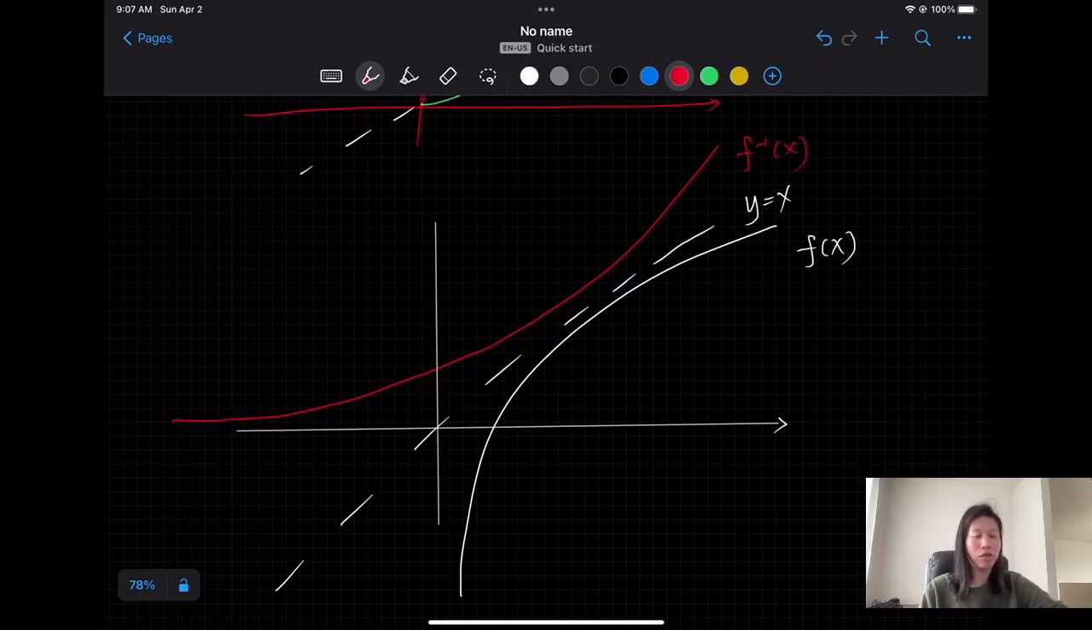All right, so that's it for the introduction of inverse function. Let me know if you have any questions.